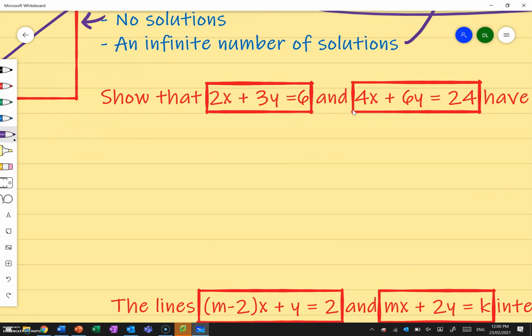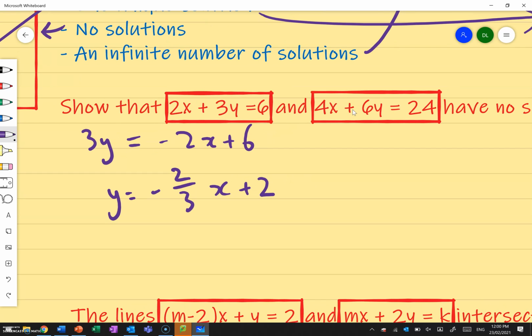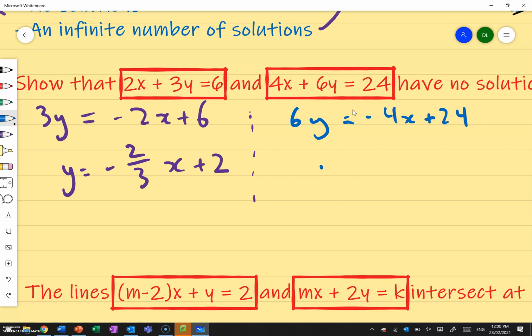So instead of 2x + 3y = 6, I'm going to write 3y = -2x + 6. All I've done is take away 2x on both sides. I'm going to divide both sides by 3, and I get y = -2/3 x + 2. Are we okay with that? Yeah. Awesome. Now I'm going to do the same thing with the other equation. 6y = -4x + 24. From there, I'm going to divide both sides by 6. So y equals, what's the simplified version of 4 over 6? Negative 2 over 3, lovely. x, and then 24 divided by 6 gives me 4.